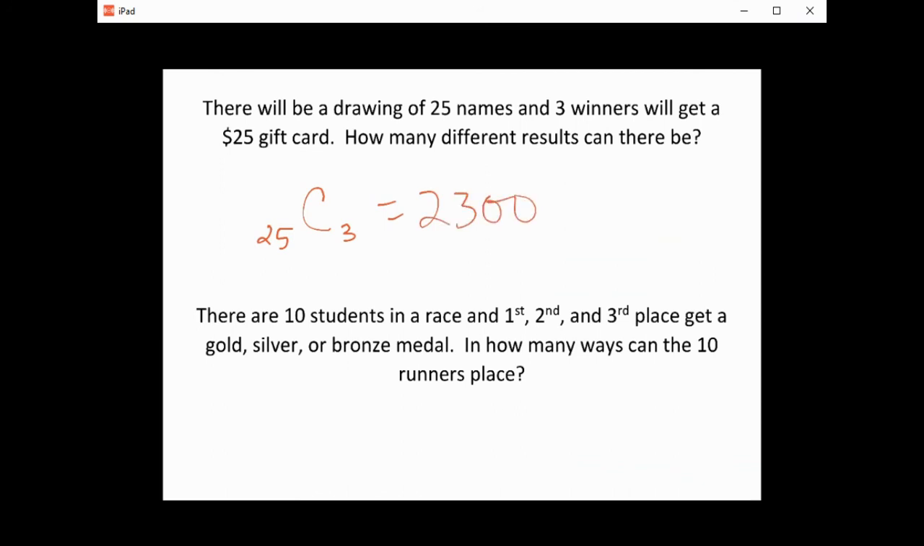All right. So then the next one, 10 students. First, second, and third place get gold, silver, or bronze. So are they all getting the same thing or different?